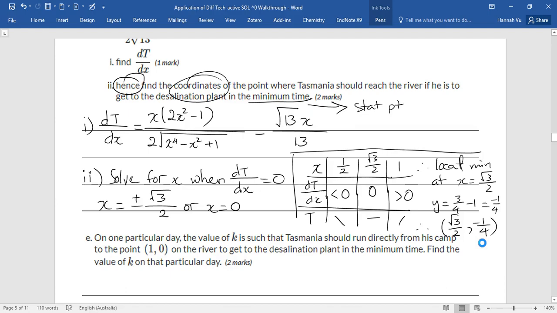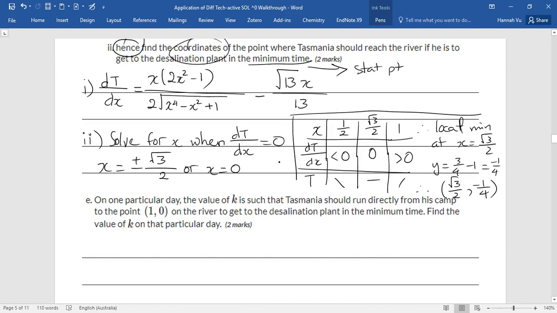So that part. On one particular day, the value of k, so this means that k is no longer 1 over 2 root 13, is such that Tasmania should run directly from his camp to the point 10 on the river, so x equal to 1, to get to the desalination plant in the minimum time. Find the value of k. So this means that when x equal to 1, dt dx equals 0, and you need to solve for k.